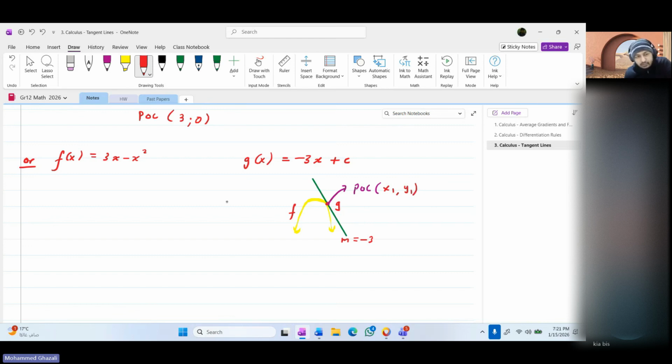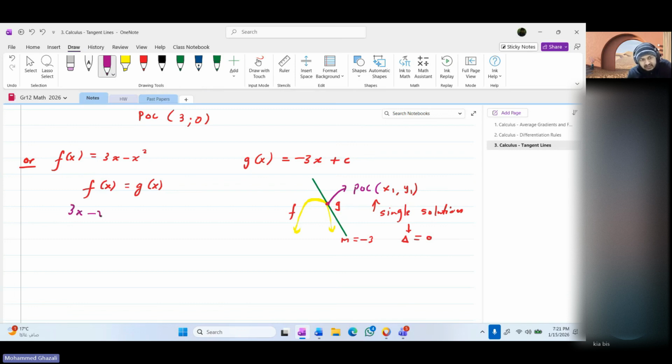Now, what's happening at the point of contact is that f of x is equal to g of x, and we only have a single solution. Because it's a tangent line, we only have a single solution. Single solution means delta is equal to 0. So we're going to say f of x is equal to g of x, make delta equal to 0, find the value of c, and then solve. So this is a little bit longer, but it makes sense.